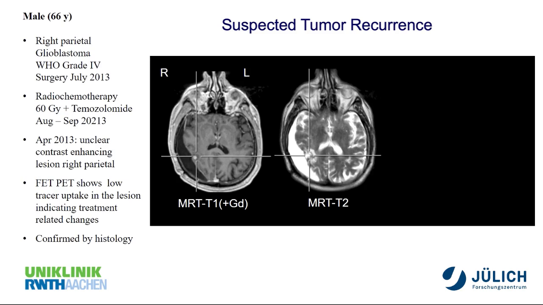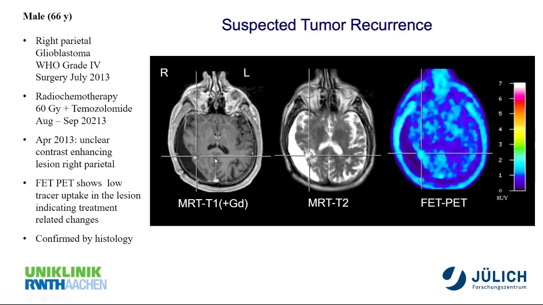This 66-year-old patient was operated in July 2013 for a glioblastoma in the right parietal lobe. After radiotherapy and chemotherapy with temozolomide, the MRI check in April 2013 showed an unclear contrast-enhancing lesion in the right parietal brain. FET PET showed low tracer uptake in the lesion, indicating treatment-related changes, which was confirmed by surgery.